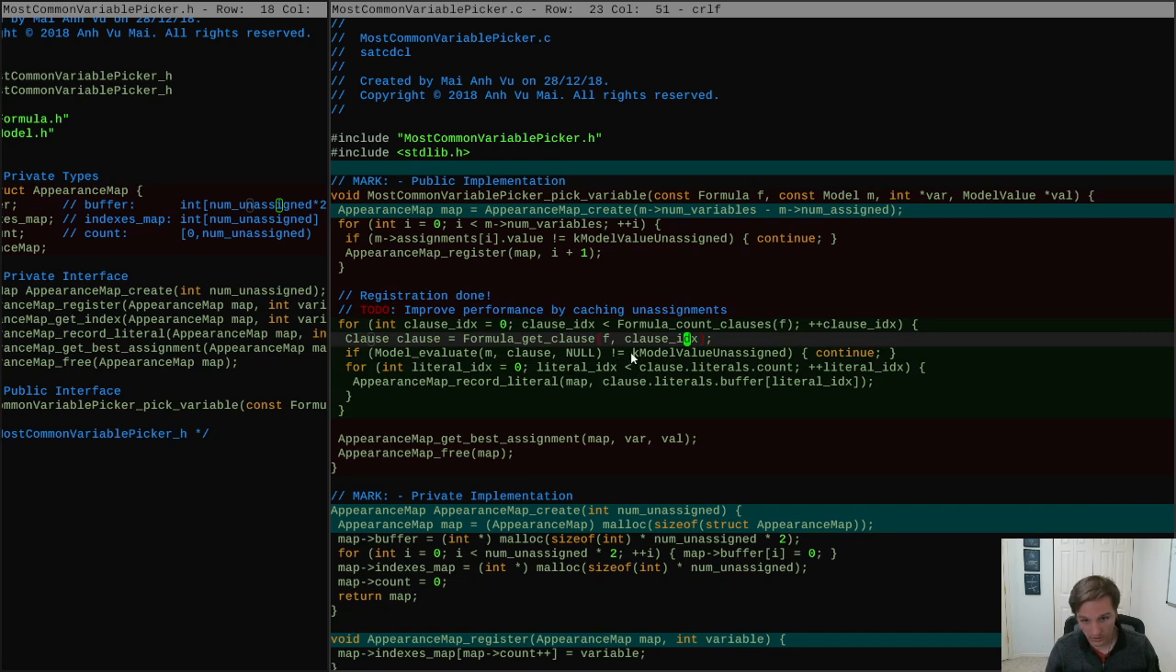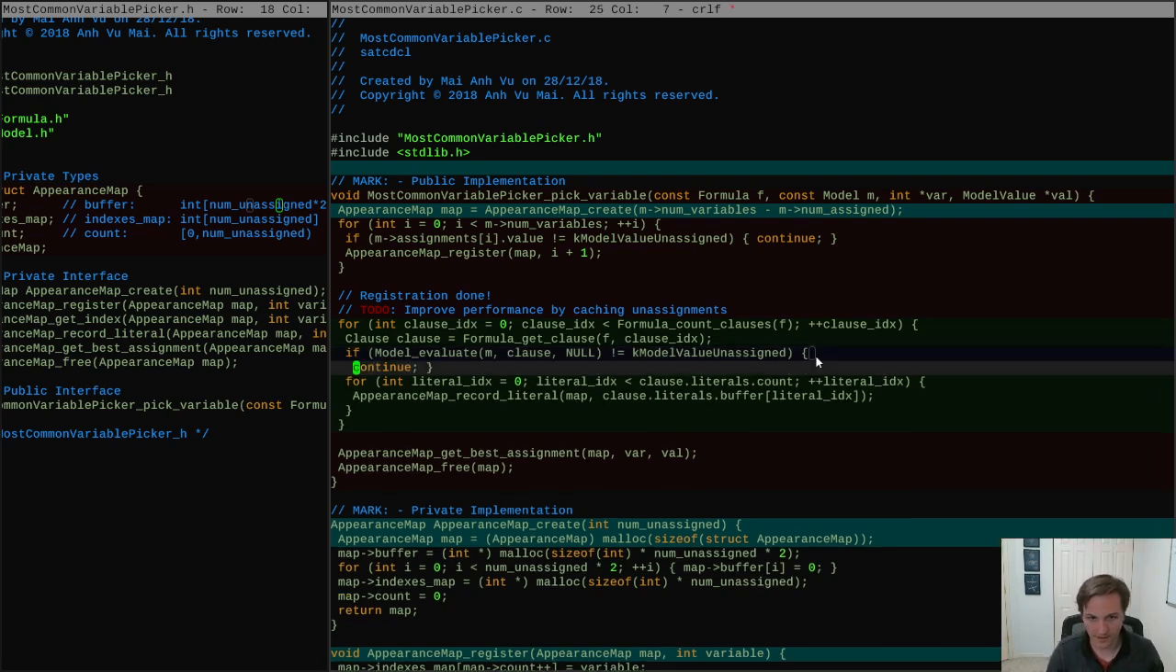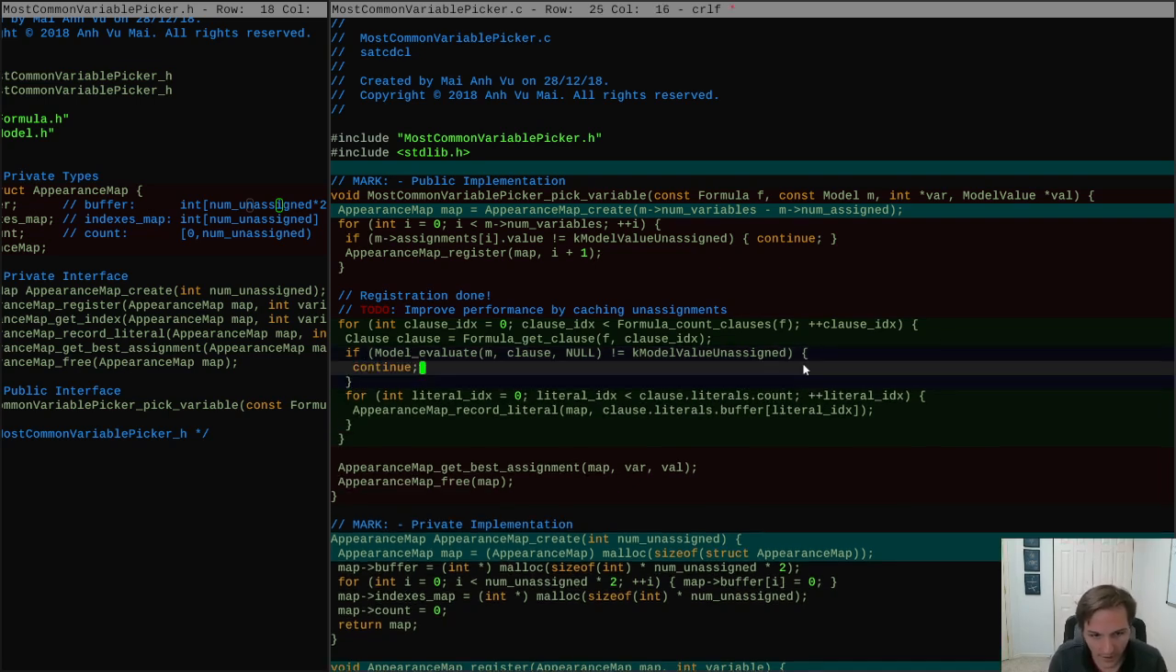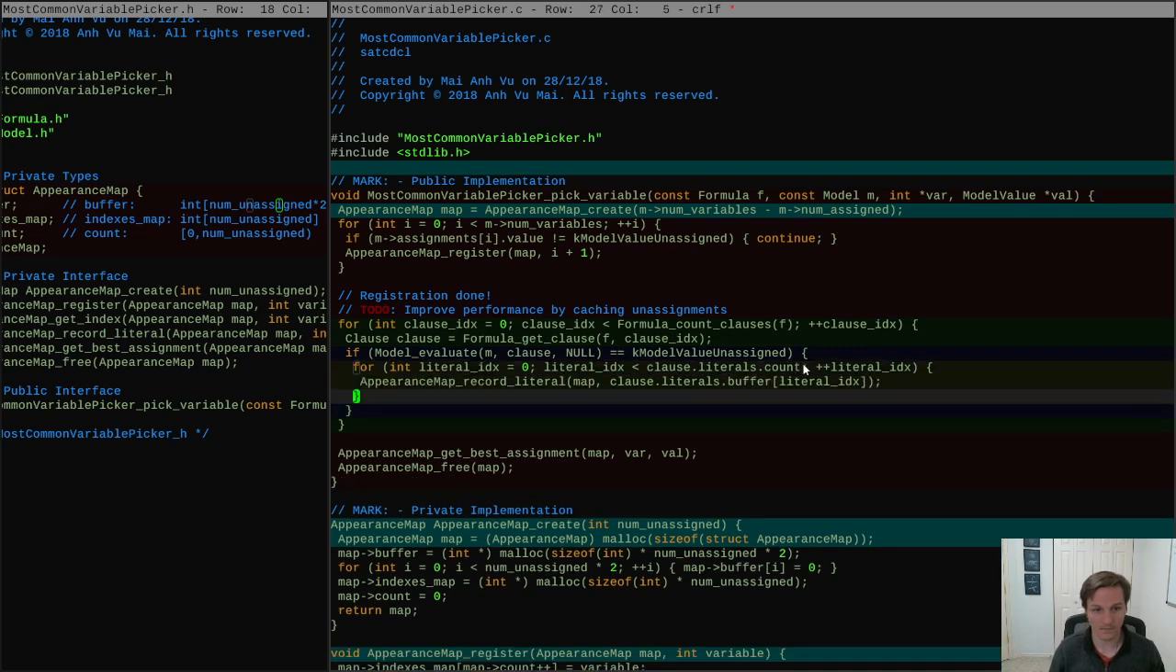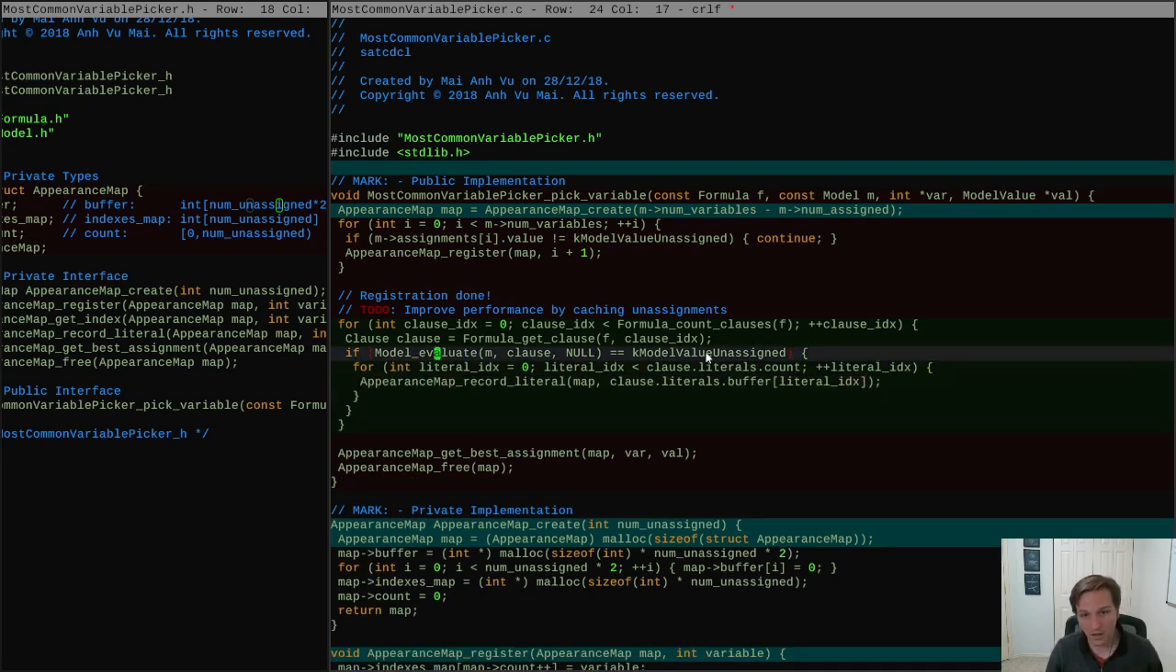We're going to take each clause and loop over all of its literals. Oh wait, there's hidden logic right here. So this is the same as saying this. So if this clause is unassigned, we're doing what I explained.